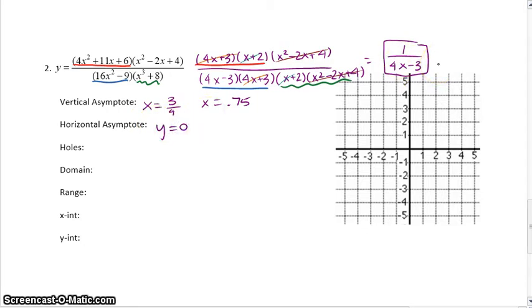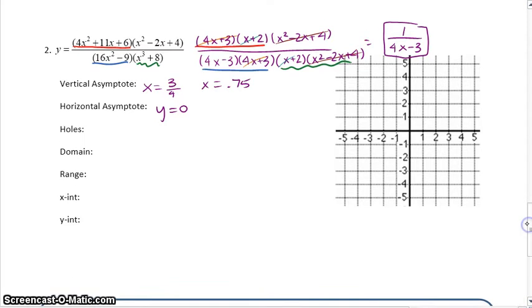the bottom. For our holes, we have to look at everything that we canceled out and set that equal to 0 and plug that back into our original equation. So we have 3 different things that we canceled, so we're going to have to look at each of those 3 different parts. So I'm going to do that down here.